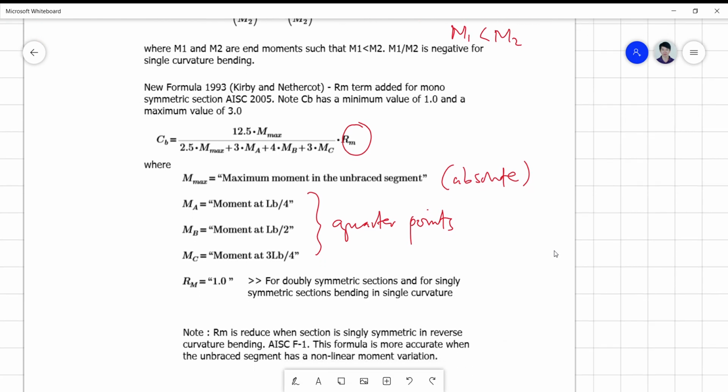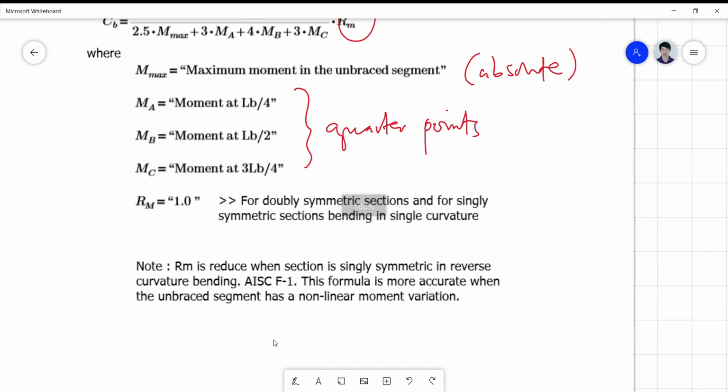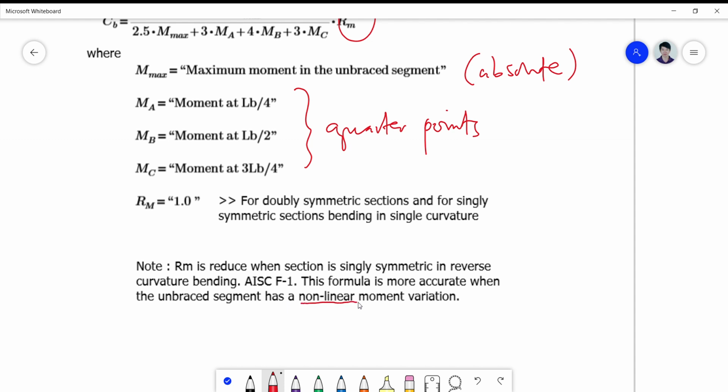Note that Rm is a reduction factor when the section is singly symmetric in reverse curvature bending. So AISC F1 is the basis of this formula, and this formula is more accurate when the braced segment has a nonlinear moment variation. So this is the reason why the AISC updated it, for us to be able to use the more appropriate formula for our CB value. Okay, but if you don't want to overestimate your moment, you simply use CB equivalent to 1. So for practical reasons and a more conservative approach, you use CB equals 1.